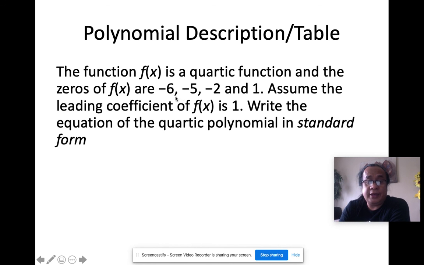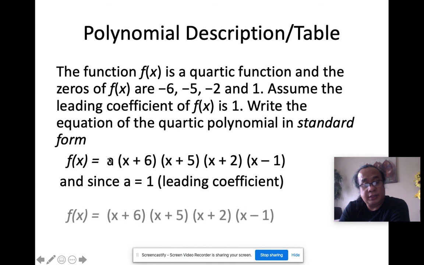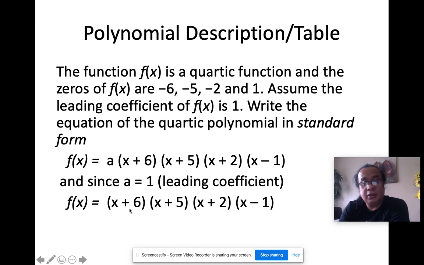Now, when we speak of a quartic function, it means the highest power is 4, right? So which means if these numbers are the roots, if -6 is the root, which means x plus 6 is a factor. If -5, x plus 5 is a factor, and x plus 2 is a factor, and x minus 1 is a factor. So if I multiply that, it's going to be something like x to the 4th, right? But we're assuming that the leading coefficient of f of x is 1, which means a equals what? 1. So which means my function is actually this one, okay? Now, it's easier if you multiply all of them, because you want the answer in standard form, okay? So I have to multiply all of them.